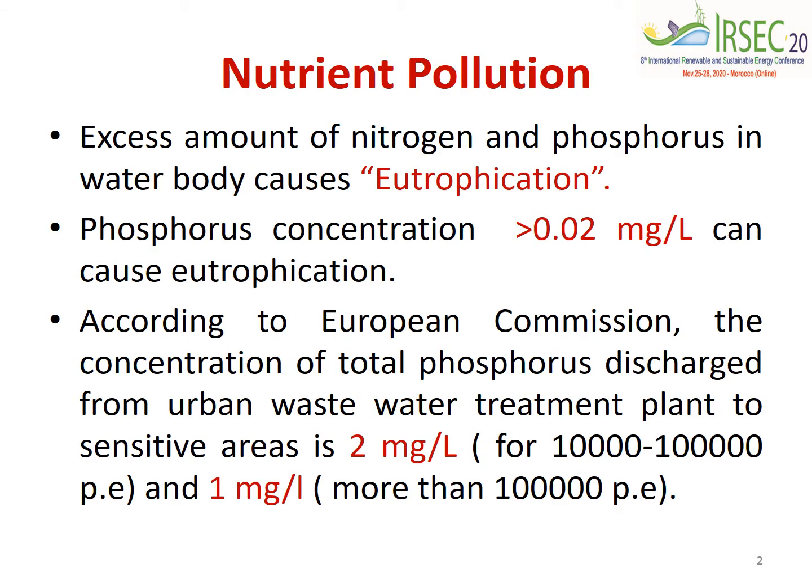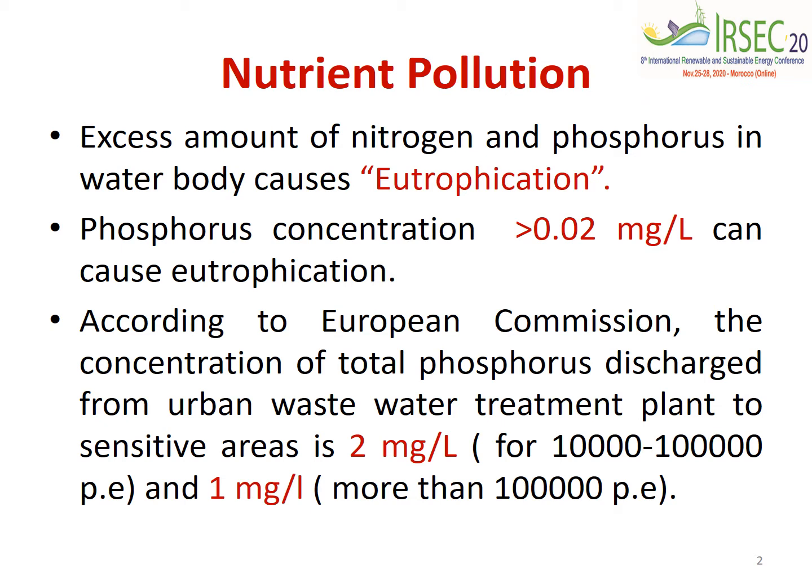Nutrient pollution. Excess amount of nitrogen and phosphorus in water bodies causes eutrophication. It is a state in which the surface of the water body is covered with algae and plants, which further blocks the penetration of sunlight and oxygen into the water. As a result, the aquatic fauna of that water body starts dying off due to the lack of oxygen, and eventually it leads to the death of the whole water body.